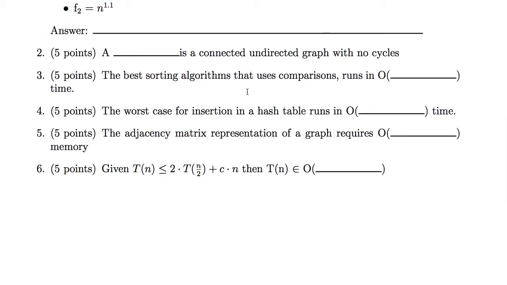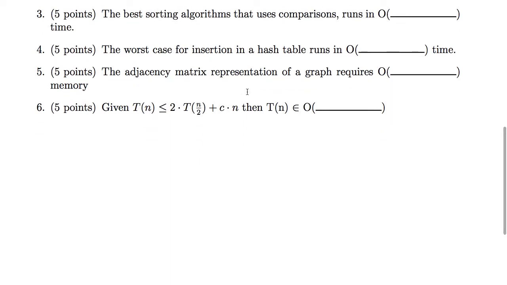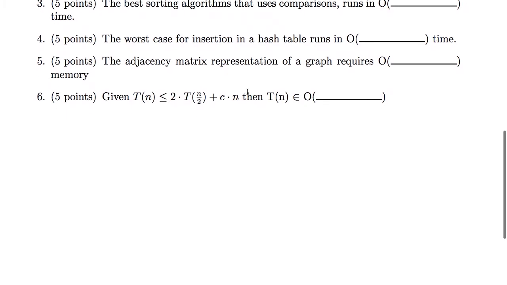A tree is a connected, undirected graph with no cycles. The best sorting algorithm that uses comparisons runs in order of n log n time, right? The worst case for insertion in the hash table runs in an order of n, right? The adjacency matrix representation of a graph requires order of n squared memory, or v squared. Given t of n less than or equal to 2t of n divided by 2 plus c times n, then t of n is in order of n log n, right?